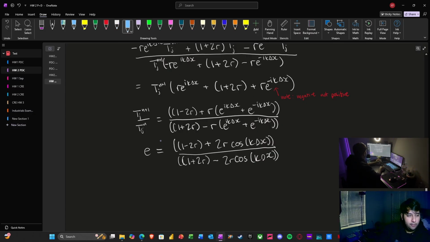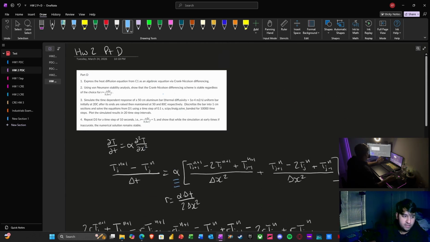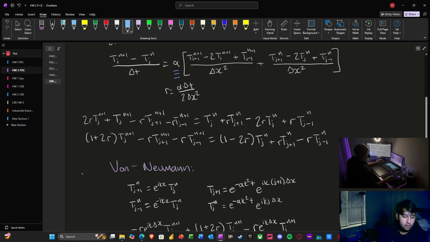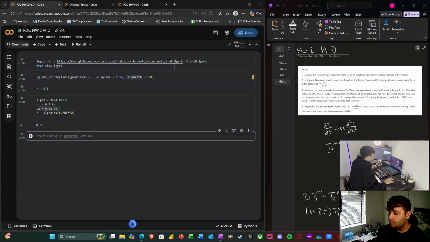One thing to note now, since we found this equation, this basically states, and this is what helps us prove, that no matter what r value we choose, it never exceeds 1, proving that it is a stable differencing scheme. So we're going to be using this, our von Neumann and our algebraic equation, in our Colab section, which we'll get to in a second.